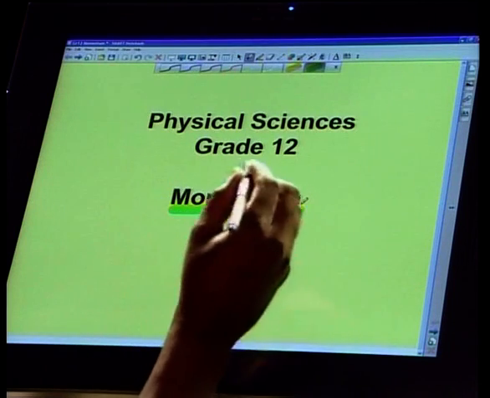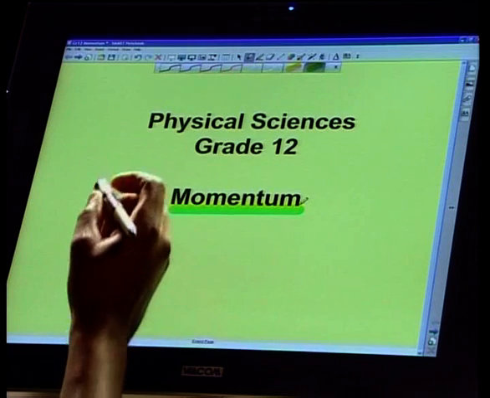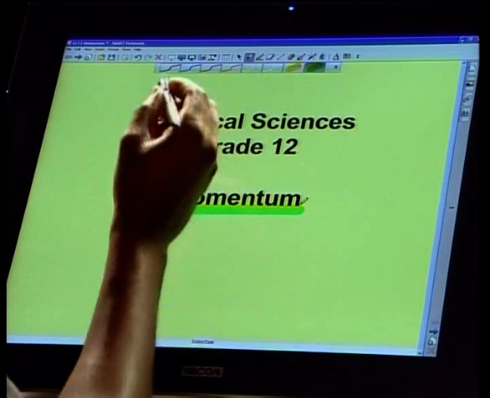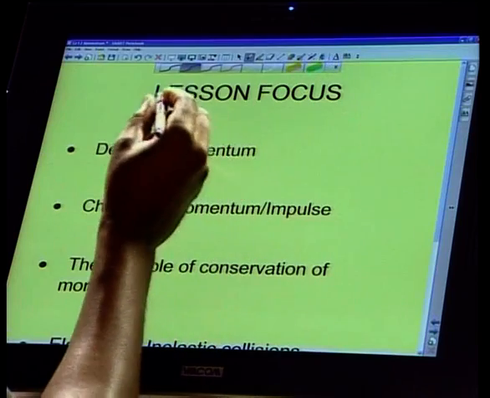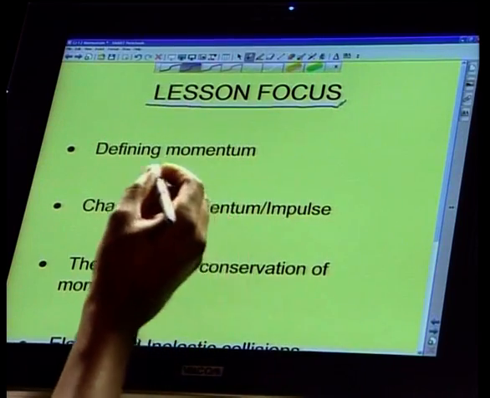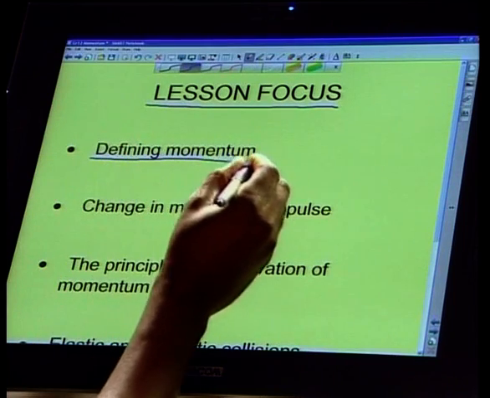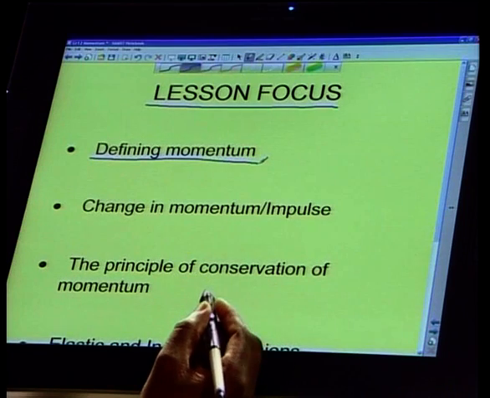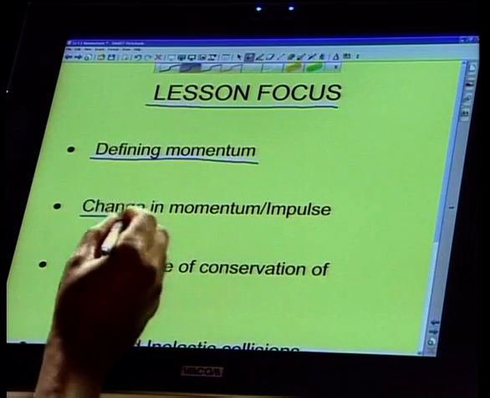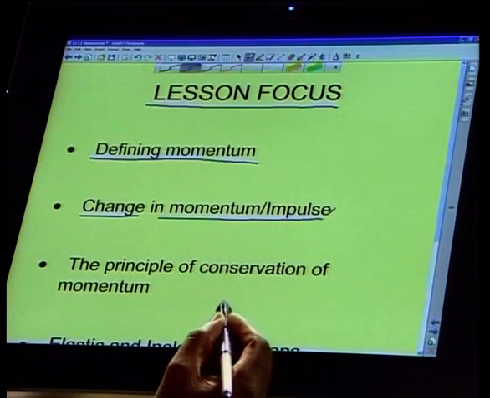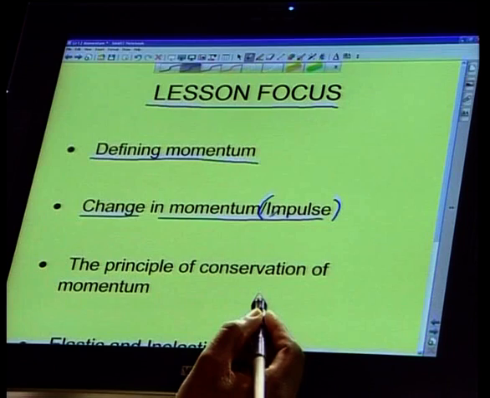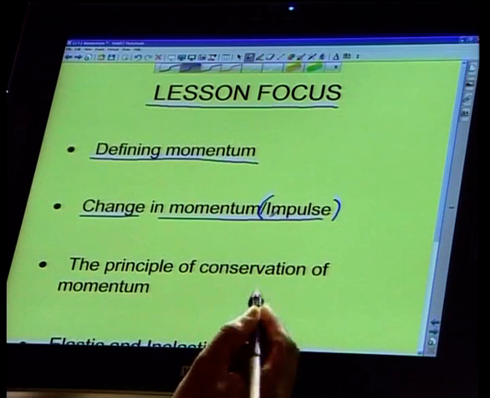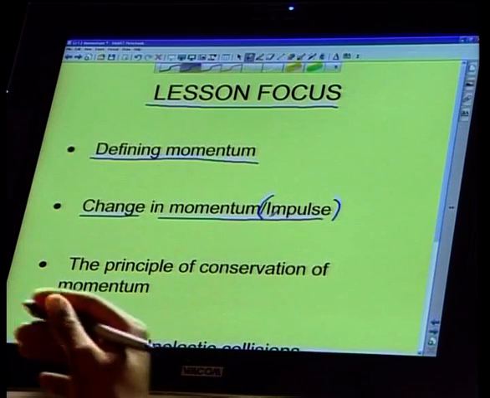Now, we're going to talk, like I said, momentum, a very interesting section in physical sciences for grade 12s. What is momentum? Let's perhaps begin by looking at what we are covering in this lesson. I'll be explaining what momentum is, and in this same lesson we'll be talking about change in momentum, which is related to a concept called impulse. So we'll be getting deeper into these things. What is the change in momentum and how is it related to impulse?